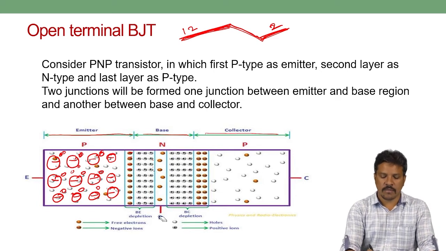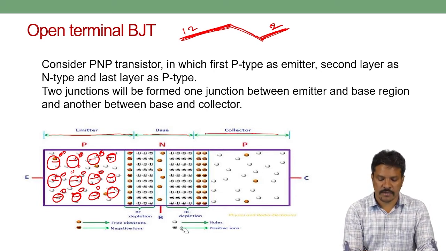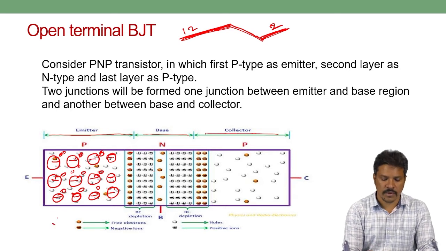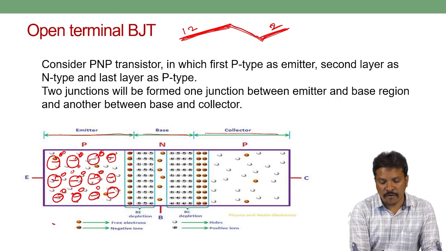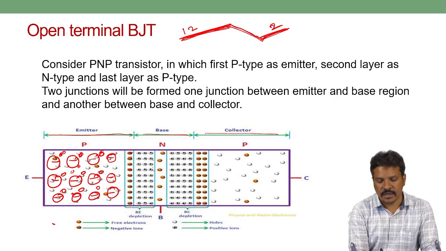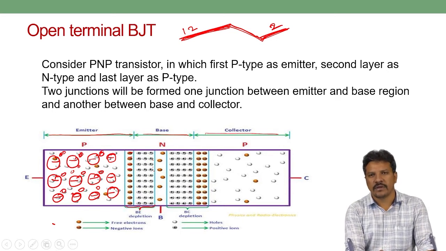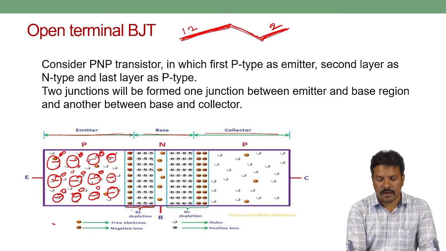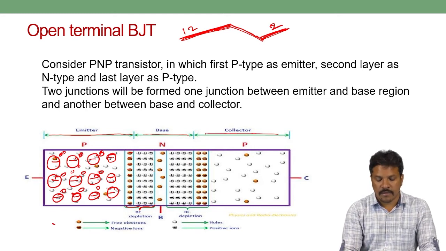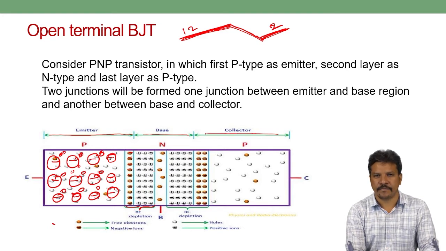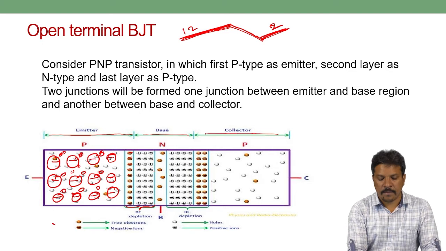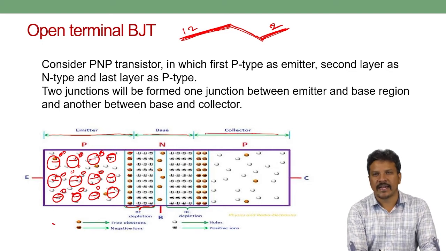And one more important observation here: fewer minus-with-circle ions are formed on the p side and more plus-with-circle ions are formed on the n side, due to which there are different numbers of immobile ions formed on the p side and n side. The reason is that p is heavily doped and n is lightly doped.